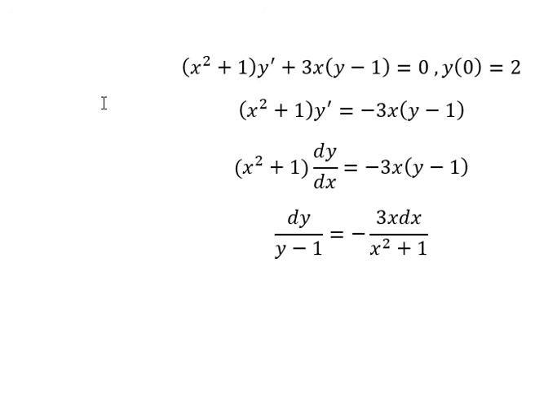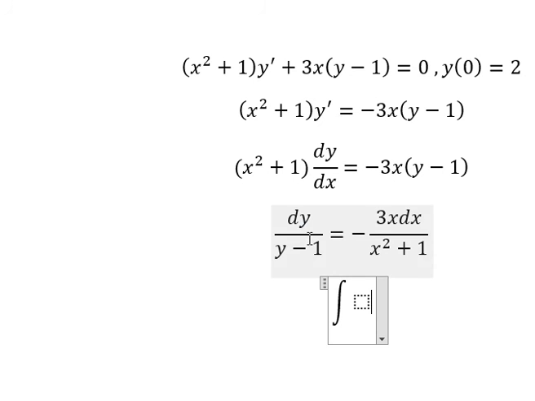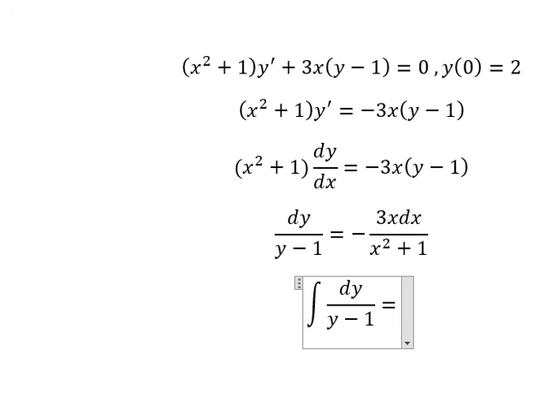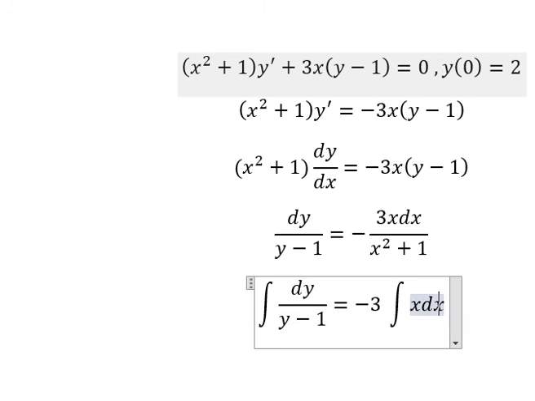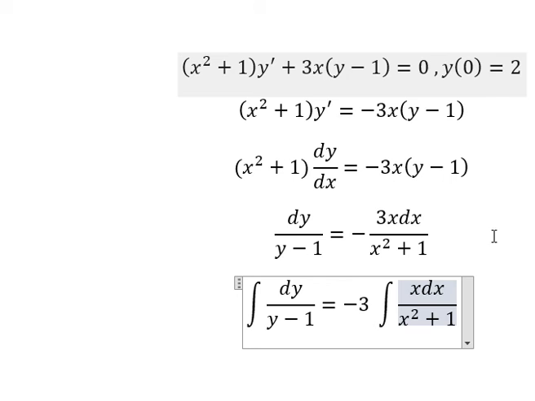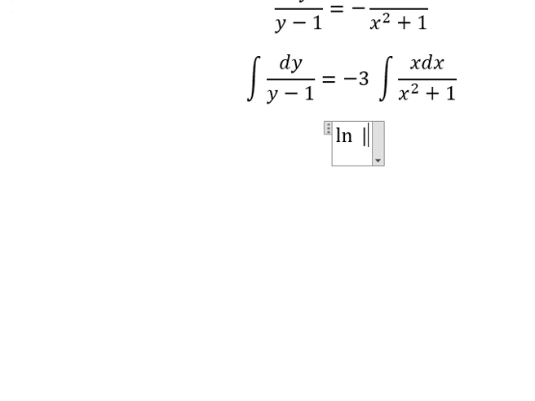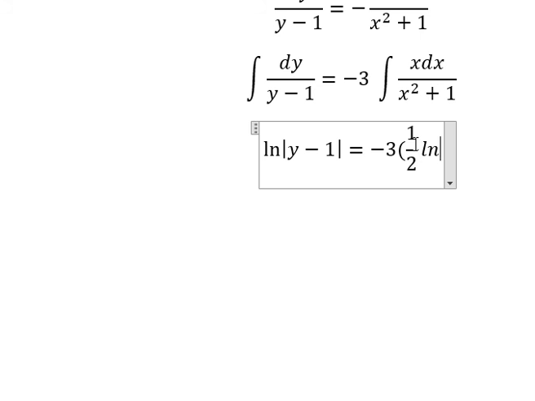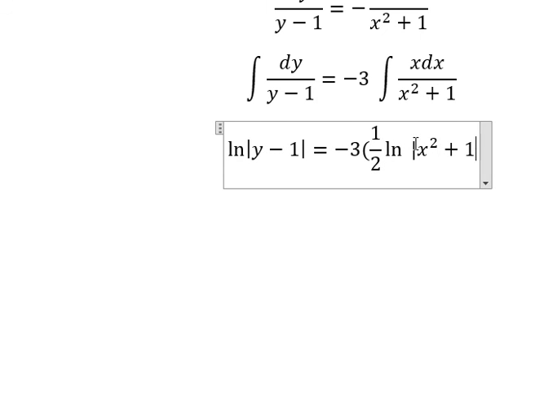Next, I will put the integration for both sides. So, the integration of this one, we have ln of the absolute value of y minus 1. The integration of this one, we have 1 over 2 ln of the absolute value of s squared plus 1. And I will put a plus sign here.